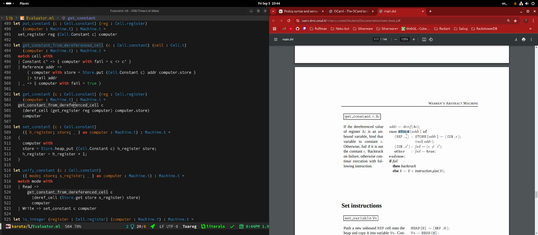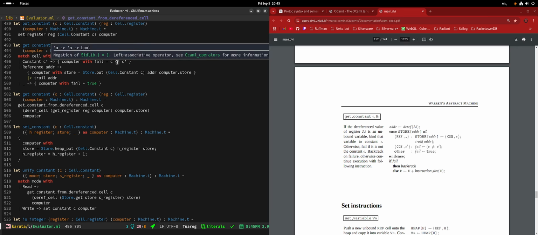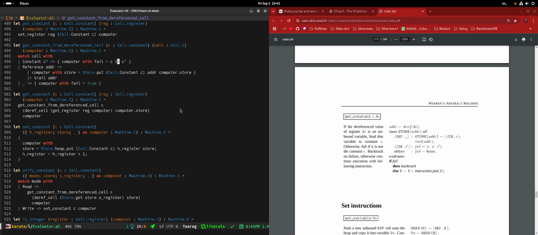We check the store. Well, the check of the store is being done by the deref cell, right? Yeah, deref cell is basically the store. So we check if it's a constant. If it's a constant, they need to fail if they are different. This is how you do different in OCaml, right? It is. Okay. It actually is.